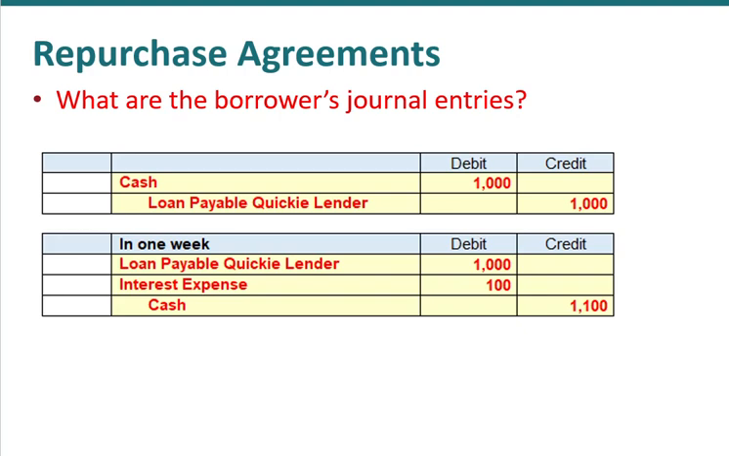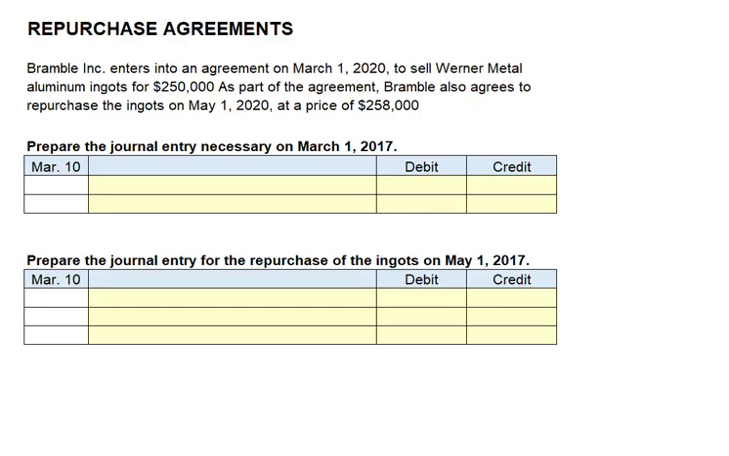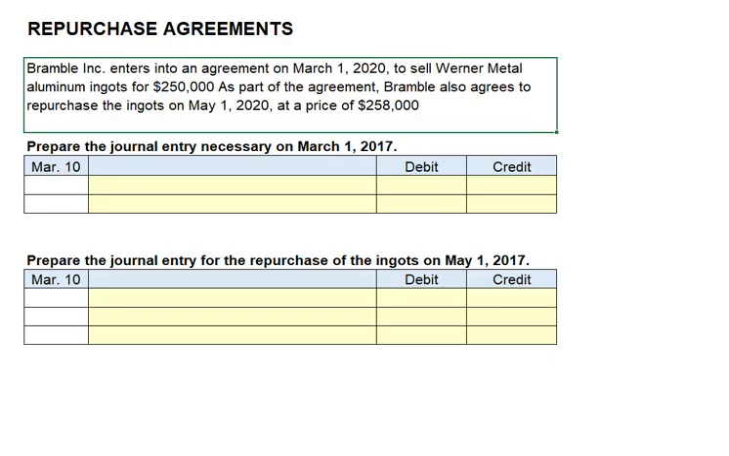Let's go ahead and take a look at another example. In our example, we're told that Bramble enters into an agreement on March 1st, 2020 to sell the Werner Metal aluminum ingots for $250,000. As part of the agreement, Bramble also agrees to repurchase the ingots on May 1st at a price of $258,000. Again, since the price to repurchase is greater than or equal to our initial selling price, accounting standards require us to treat this as a lending agreement.